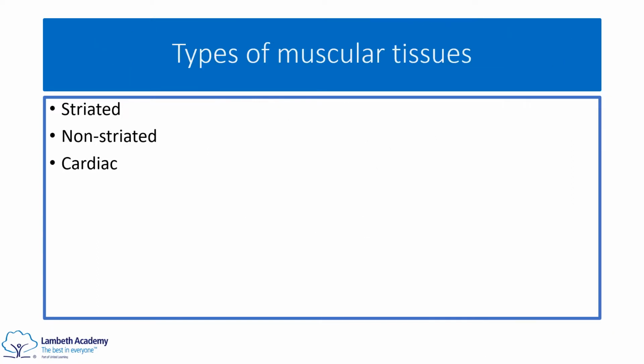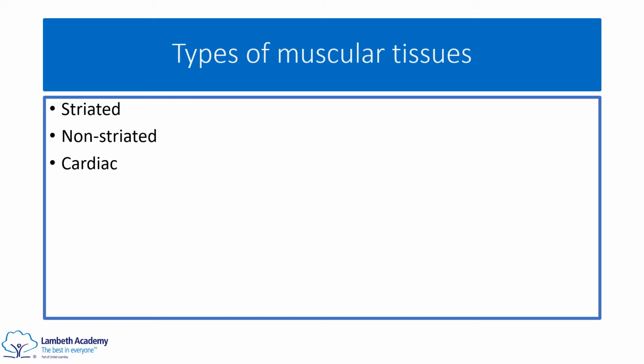There are 3 different types of muscular tissue that we will be looking at. So the first one is a striated muscle. You may hear a striated muscle referred to as a voluntary muscle. That's because it's a muscle that we need to tell our brains to move. So an example could be our bicep.